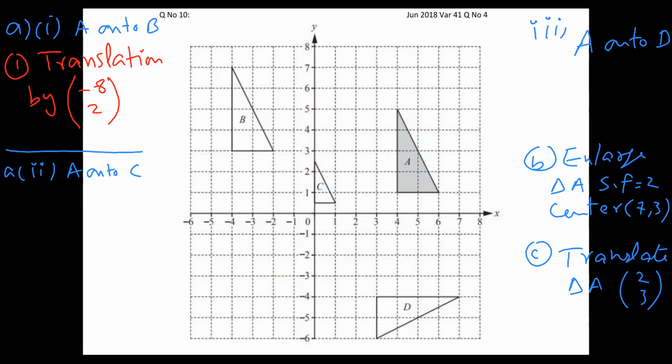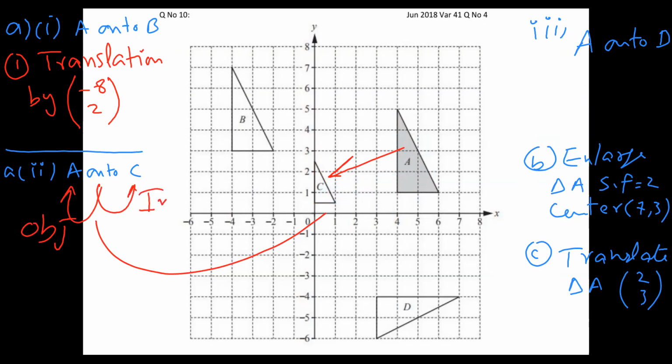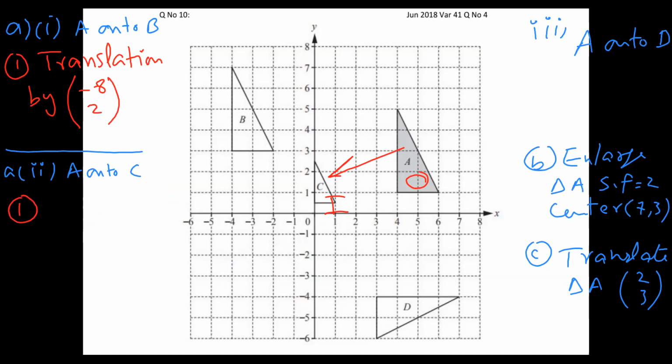So A onto C. How do I know? Look here. Before "onto" is called the object, and after "onto" is called the image. In this sense, A is the object and C is the image. I think you can realize from here, very clearly, so for 1 mark you can write: it is enlargement.